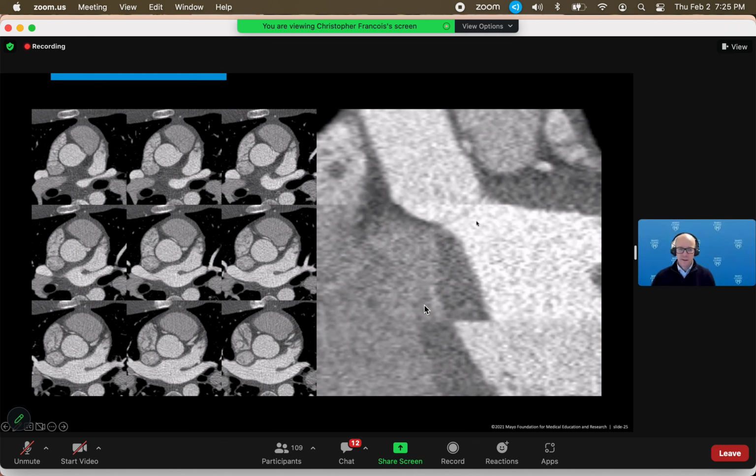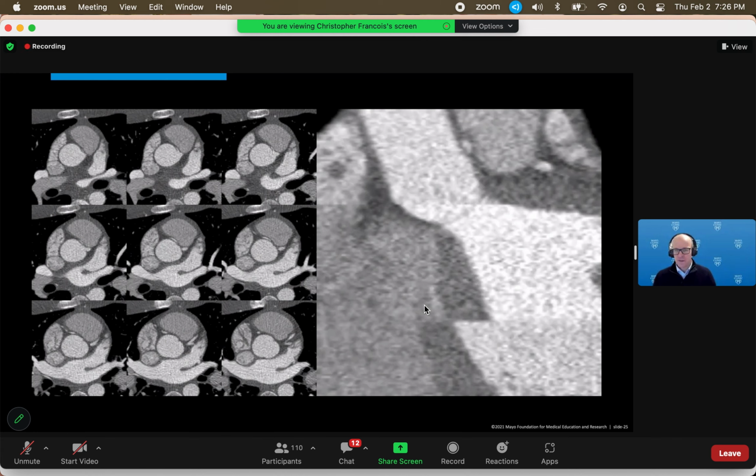Yeah, so the right coronary artery has an anomalous origin from the origin of the left main coronary artery, and it courses between the main pulmonary artery and the aorta, which is often referred to as a malignant course.